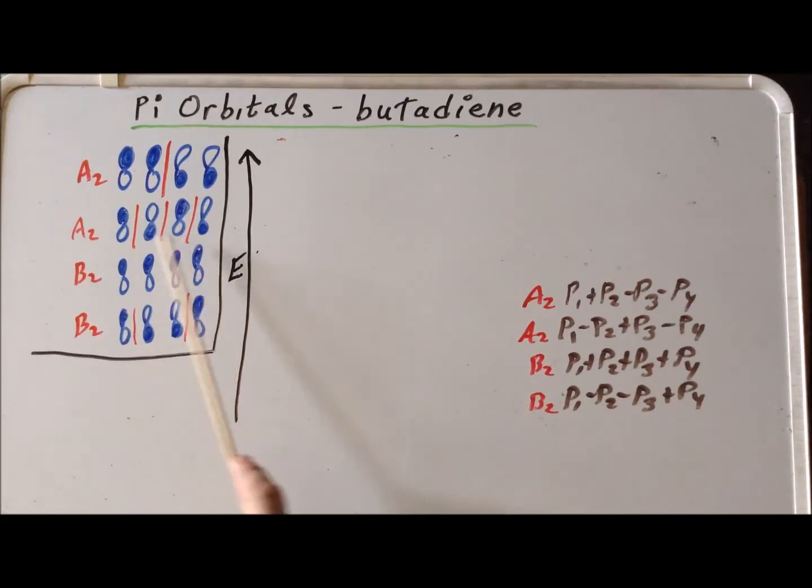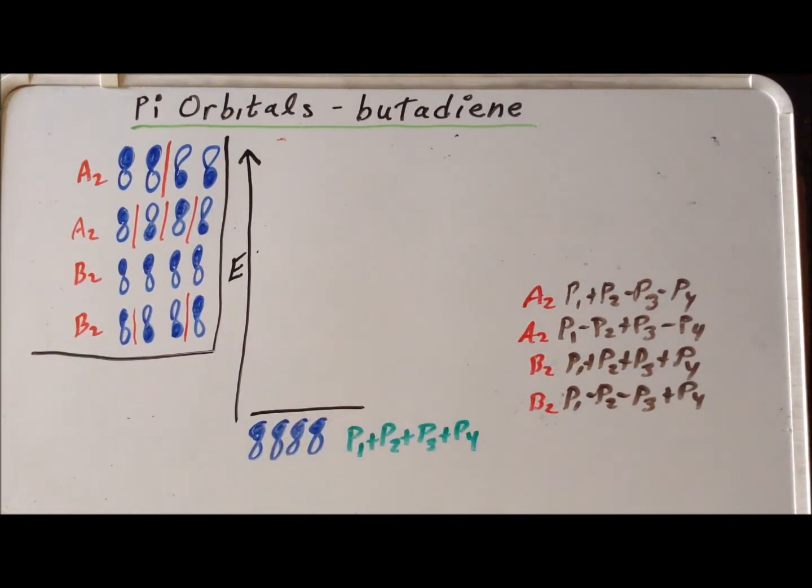The lowest energy we notice is the orbital that has no nodes, this particular B2 combination. And here, since it's lowest in energy, we've sketched first at the bottom of our diagram, our potential energy diagram, with the sketch and with the algebraic representation. And let's also put down its symmetry label, which is B2.